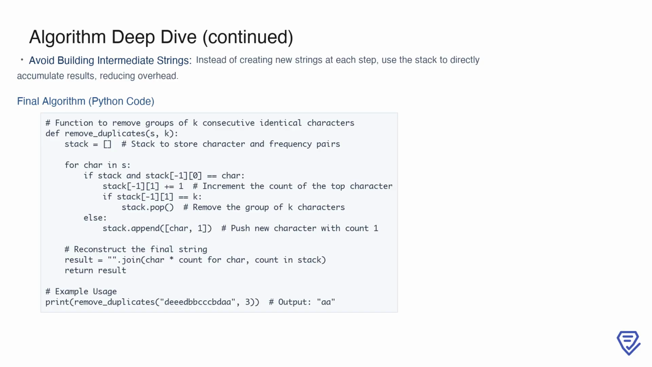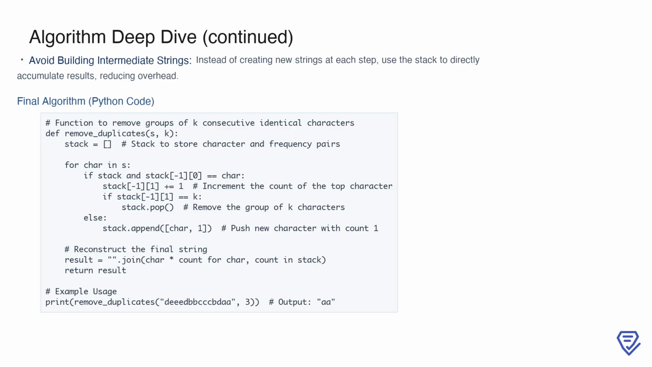We define a function remove_duplicates that takes the string s and integer k as inputs. The function initializes an empty stack to store pairs of characters and their counts. As we iterate through the string, we check whether the stack is non-empty and whether the current character matches the one at the top. If it does, we increment its count, and if the count reaches k, we pop it from the stack. Otherwise, we add the character to the stack with a count of 1. After processing all characters, we reconstruct the result by concatenating each character in the stack multiplied by its count.